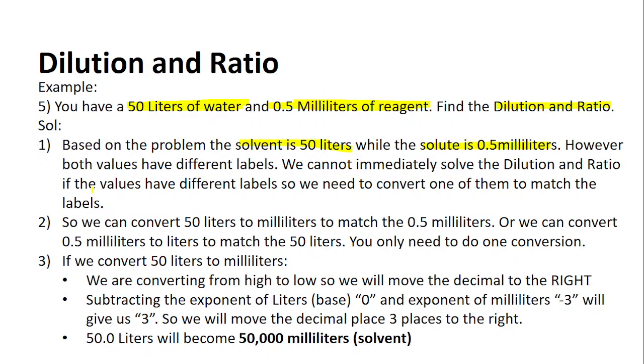So, 50 liters of water and 0.5 milliliters of reagent. We have two ways to convert, class. You have two ways you can do it, and both are correct. You can convert 50 liters to milliliters to match it, or vice versa, you can convert 0.5 milliliters to liters so that it matches.